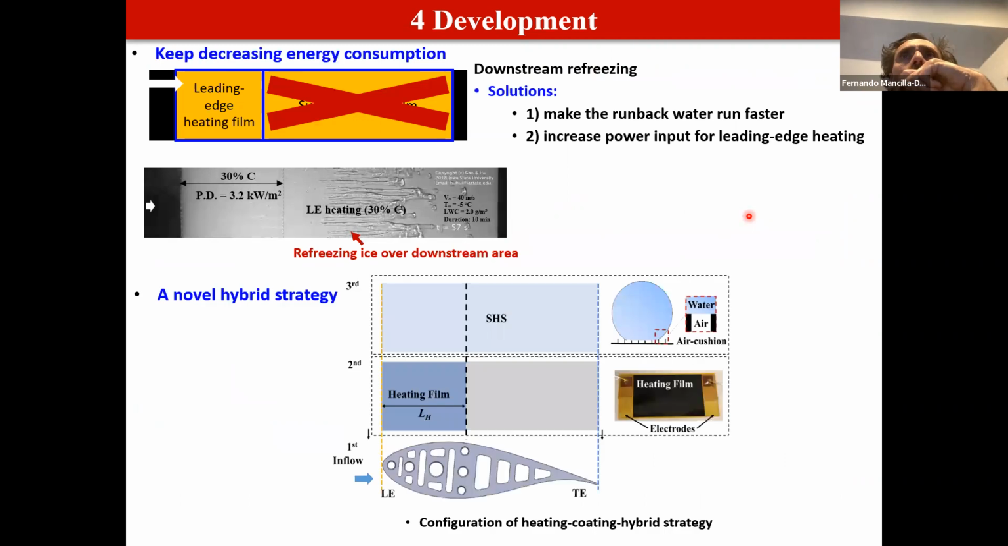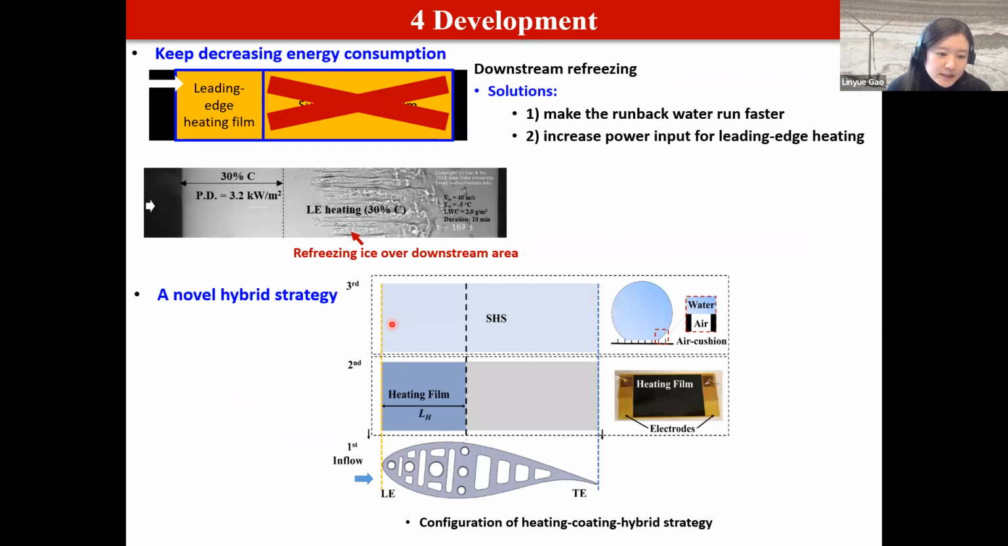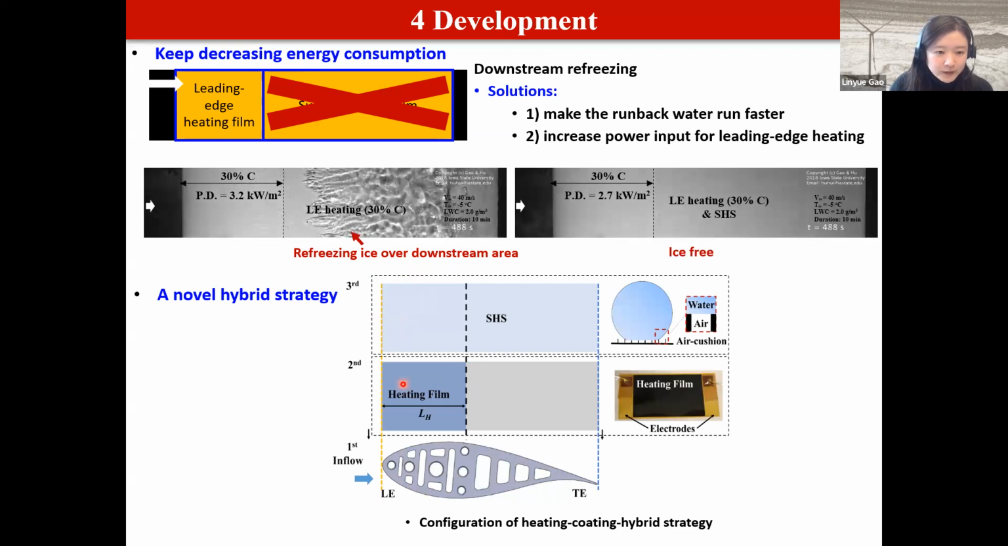Okay, so based on it, we propose this hybrid method. We coated the entire blade surface with the superhydrophobic coating, and to avoid ice accretion near the leading edge surface, we install a heating film near the leading edge region. And here are the results. You can see that if we only have the leading edge heating film, we will have downstream ice accretion. However, based on our hybrid method, we keep the surface free of ice.